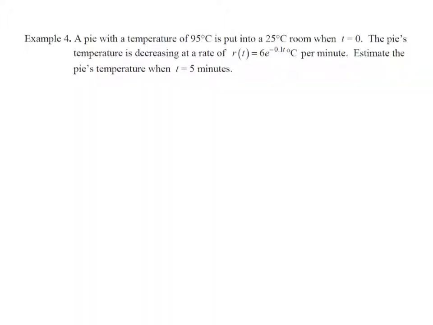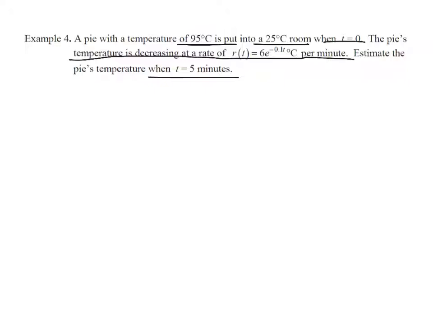Now let's think about this in terms of word problems. A pie with a temperature of 95 degrees Celsius is put into a 25 degrees Celsius room when time is equal to 0. The pie's temperature is decreasing at a rate of R of t equals 6e to the negative 0.1 t degrees Celsius per minute. Estimate the pie's temperature when time is equal to 5.